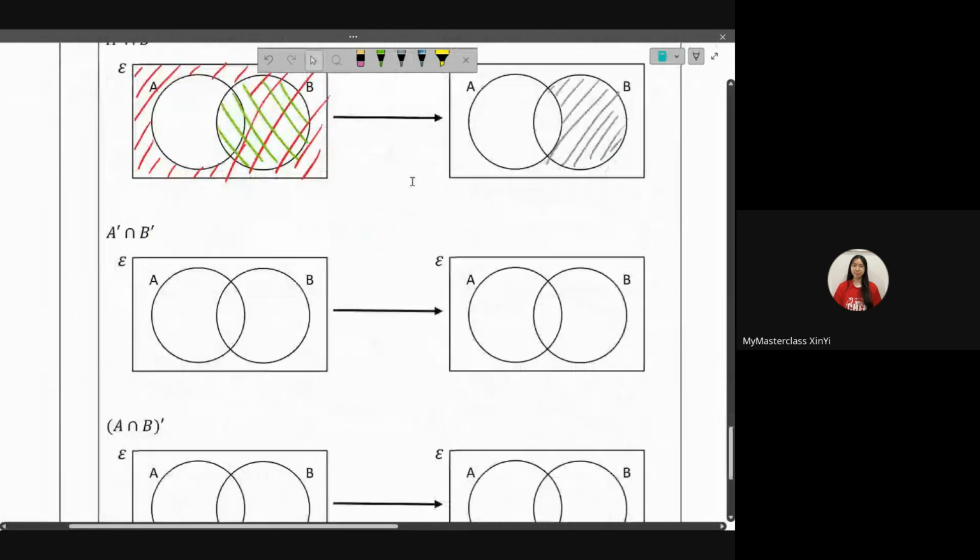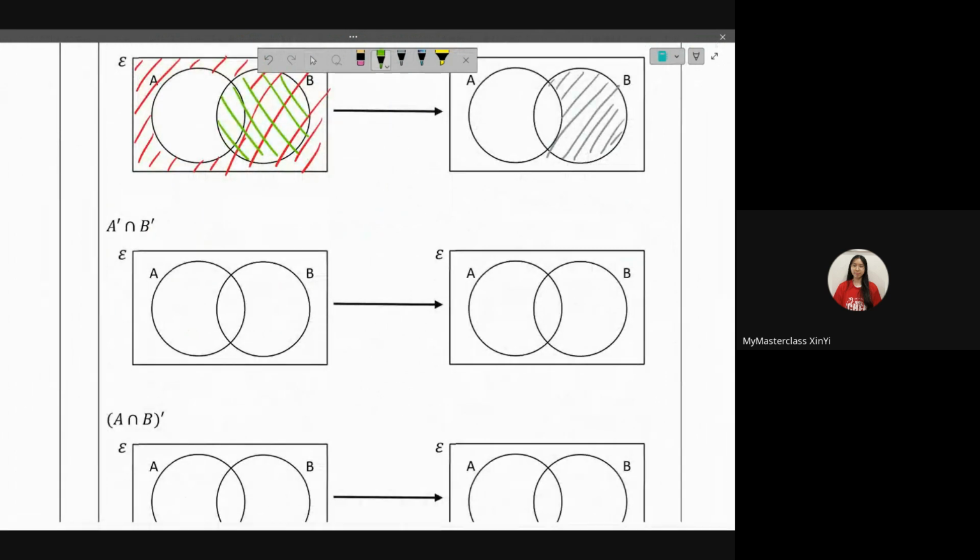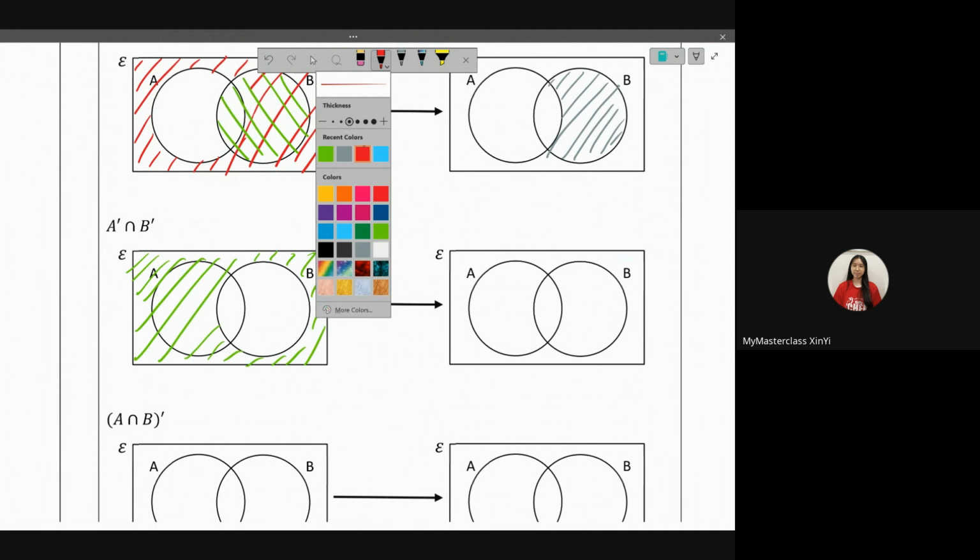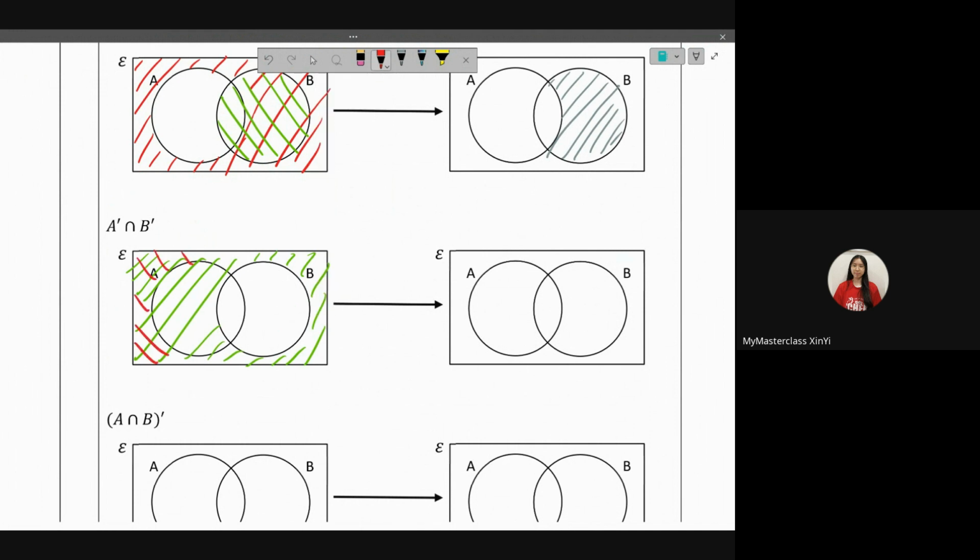Next, A prime intersecting with B prime. B prime is outside of B, right? Then A prime is outside of A. So whatever is double shaded is the outside over here.